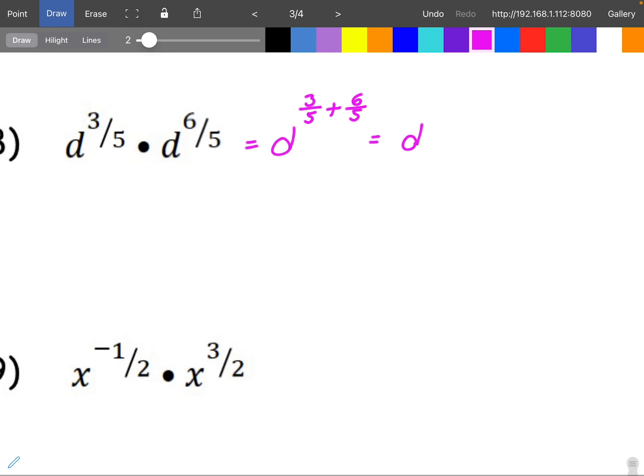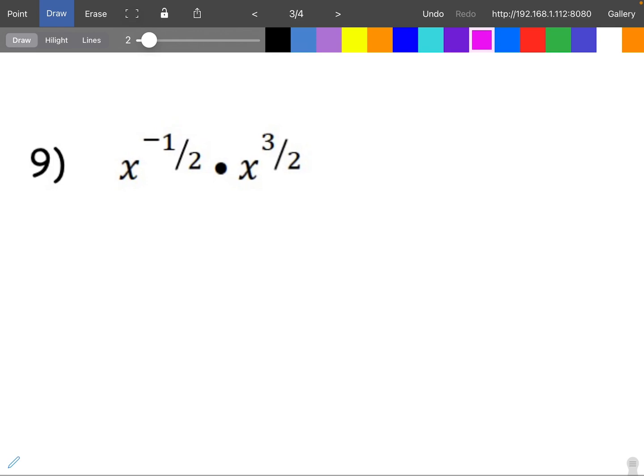So we still have our base of d, and if I add my fractions together, 3/5 plus 6/5 is going to be 9/5. And then that, again, is all we can do, because even if I rewrote this thing, I wouldn't be able to simplify it. Therefore, we're just going to leave it as d to the 9/5 power.